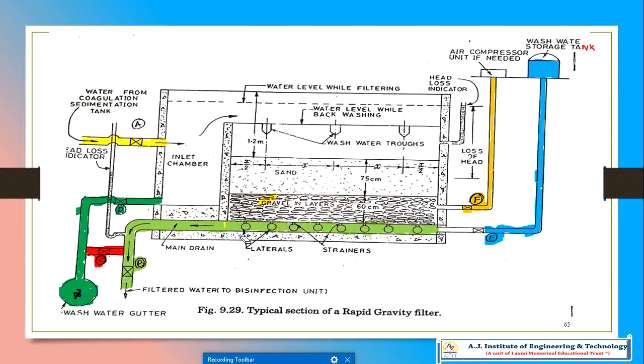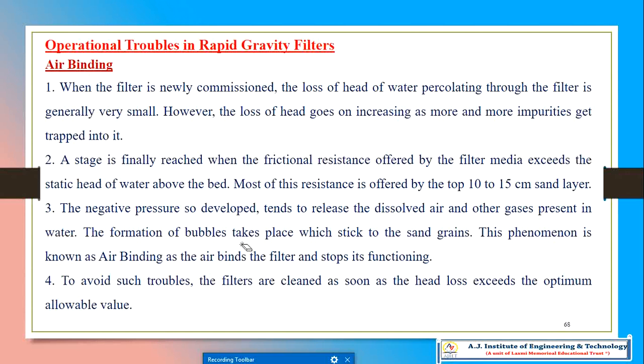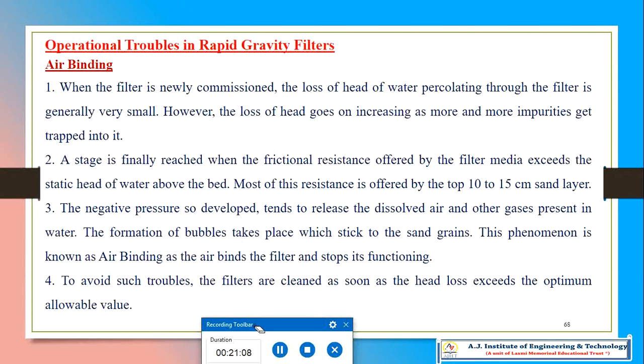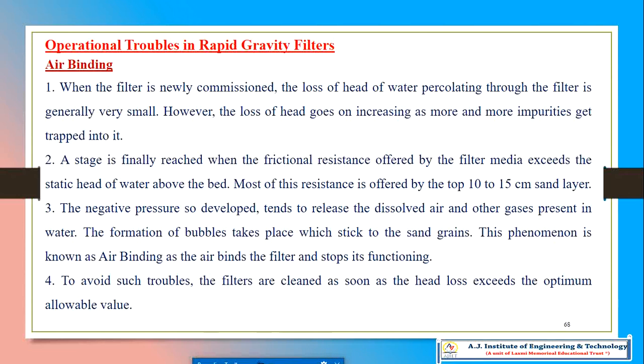Okay, we'll go to another topic. This was about backwashing. Now the topic is operation troubles. What are the operation troubles involved in the rapid sand filter? There is a very important factor, that is air binding. That is the trouble in the rapid sand filter.